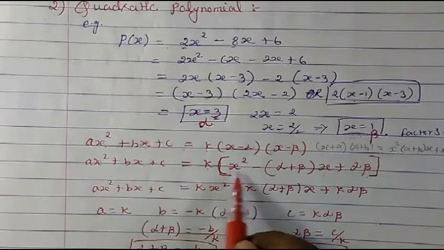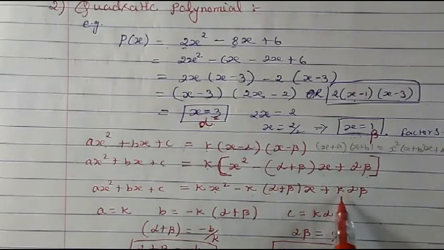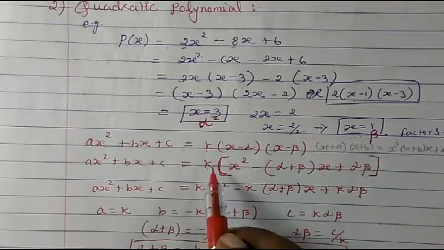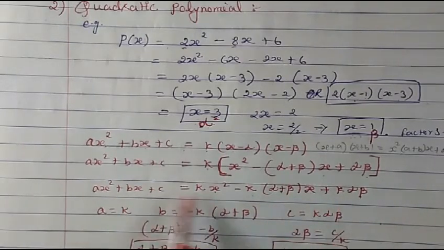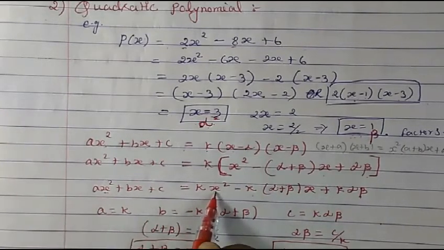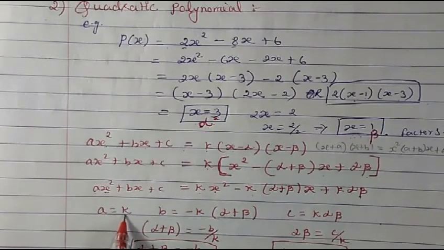Now with this k you multiply all this. When you multiply all this, you will get kx square minus k(alpha plus beta)x plus k into alpha beta. With k we multiply all this, then finally we get this. So now when we compare both the sides, you see the coefficient of x square is a here and k here. So a is equal to k.